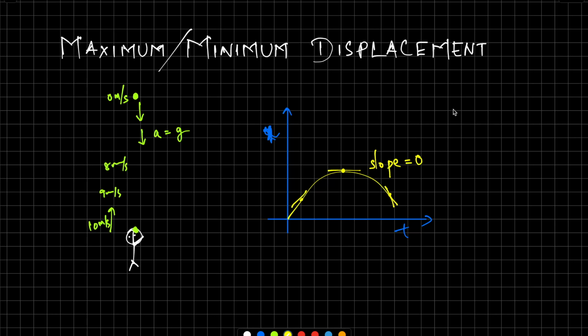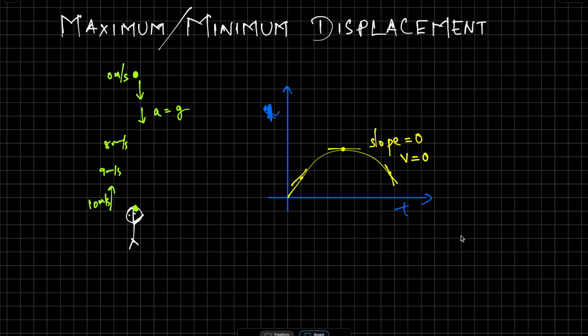What is the slope of a position time graph? Slope of a position time graph is the velocity. Or in short, at this point, velocity is equal to 0. So velocity of an object is 0 when it reaches the maximum displacement.